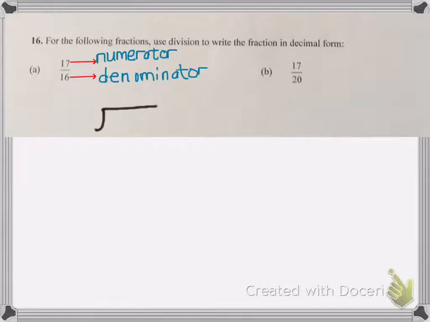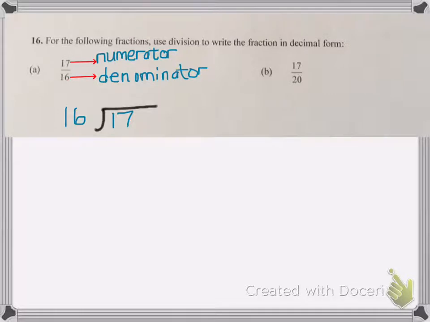This is really important because we need to know where to place these numbers once we write our long division symbol. 17 is the numerator, which means this is our dividend. So 17 goes right there. 16 is the denominator, which means 16 is the divisor. So we're doing 17 divided by 16.